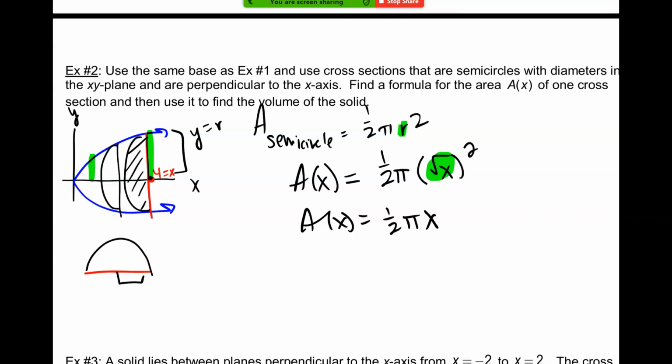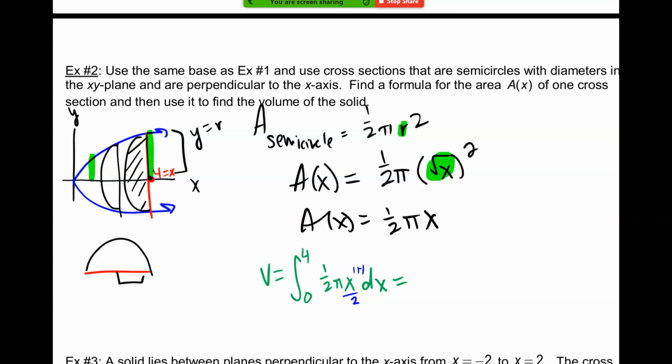And then the last part, in order to finish this problem, find the volume. We're going to integrate area. So we're still going from 0 to 4, but it's a different equation because we have a different shape. Instead of squares, we're going to have semicircles, dx. So let's see. Add 1 to the exponent, divide.